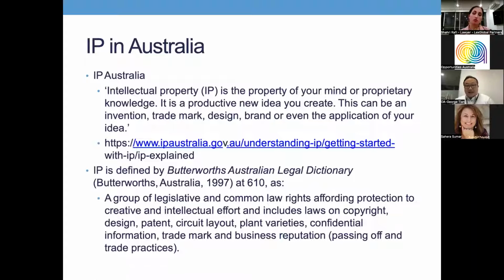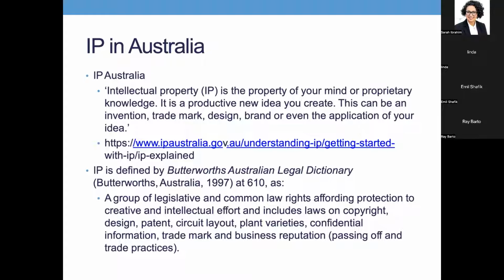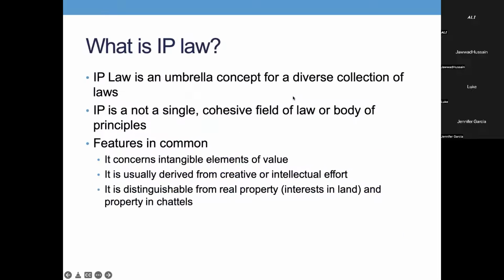In Australia, another agency looks after intellectual property, and it's mainly IP Australia. The IP Australia website also provides a very good summary about the basic concepts of intellectual property and how different types of intellectual property can be registered. So what is intellectual property? Put simply, intellectual property is an umbrella concept for a vast collection of law.